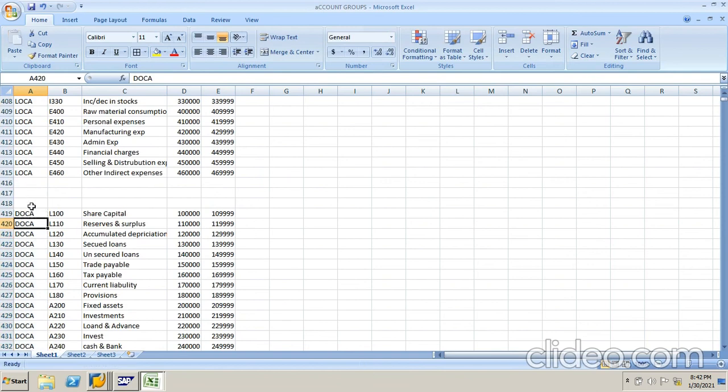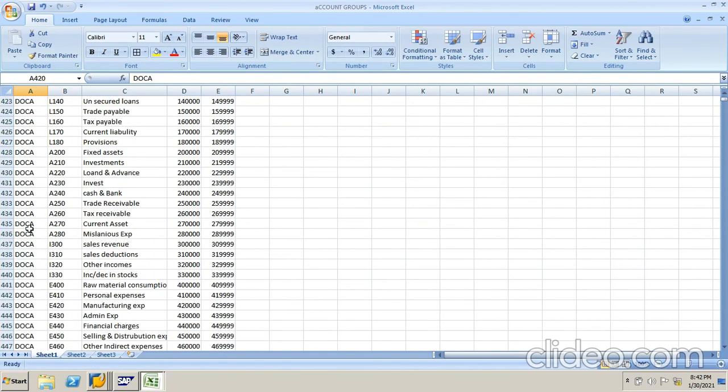See here, you can see this is our chart of account. This is a group I have given. So what is this? Expenses, current assets, investment, advances, fixed assets, and this is a number range. All data will be saved from here to here.